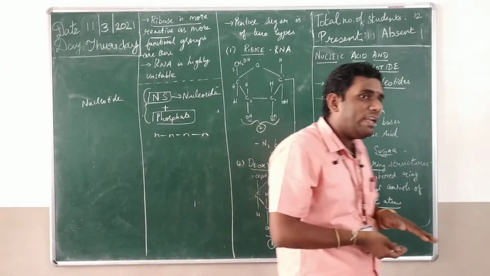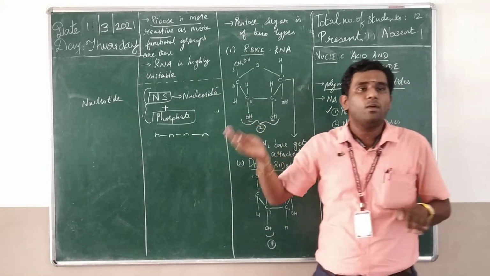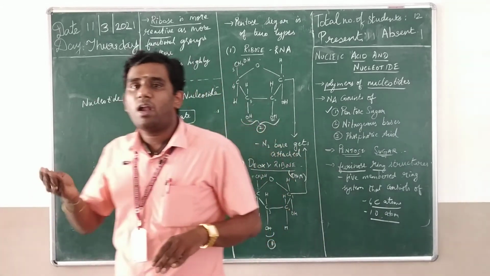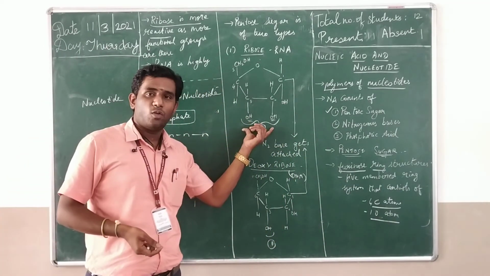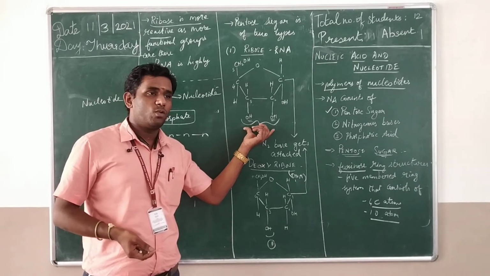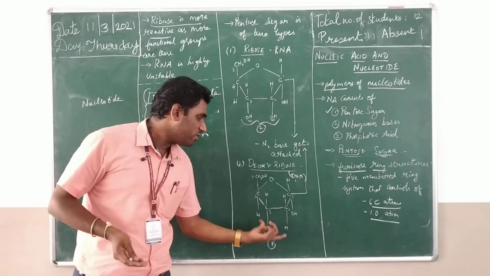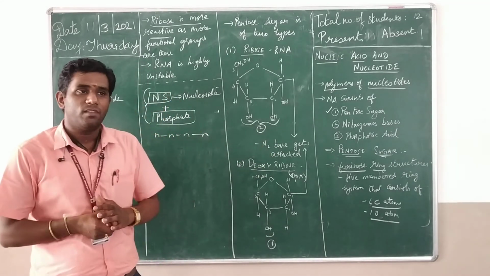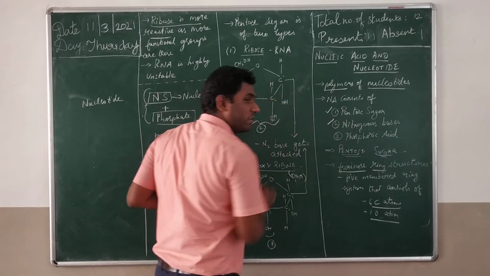If you take any kind of eukaryotic organism, you will always be finding only deoxyribonucleic acid and you will not be finding a ribonucleic acid. Because of these functional groups, this ribose sugar seems to be even more reactive and highly unstable in comparison to deoxyribose. Is it clear? Next we'll be seeing about nitrogenous bases. Fine.